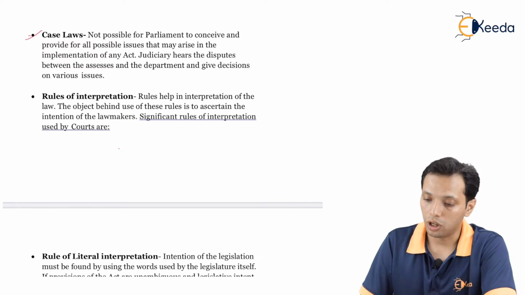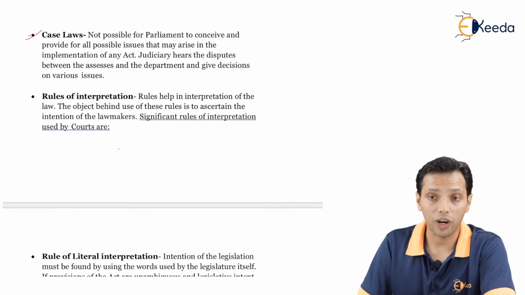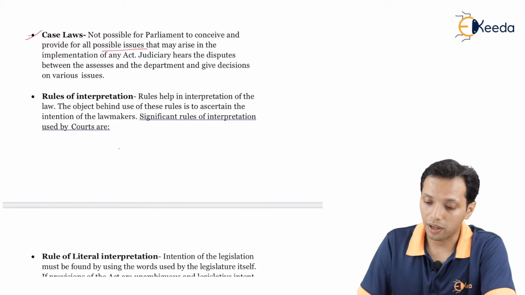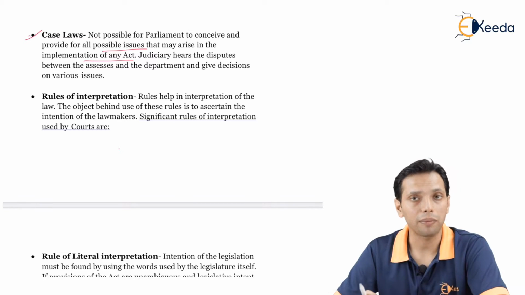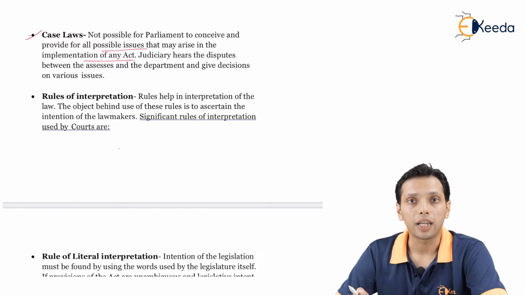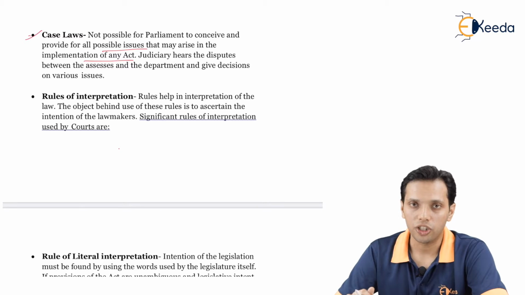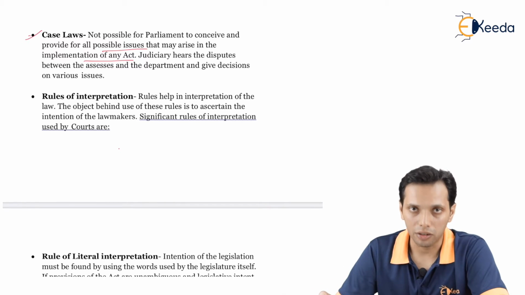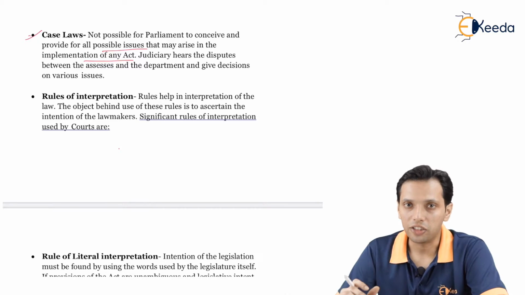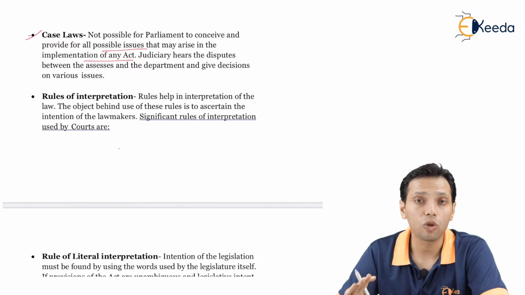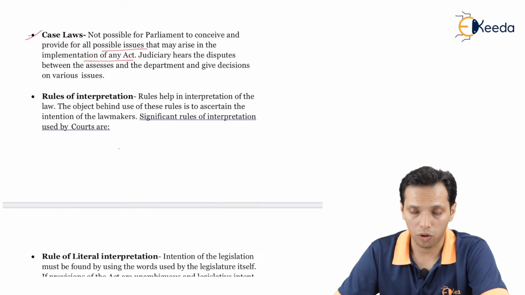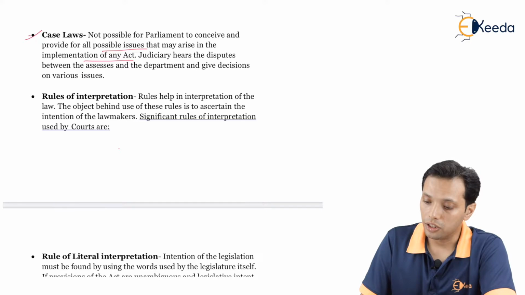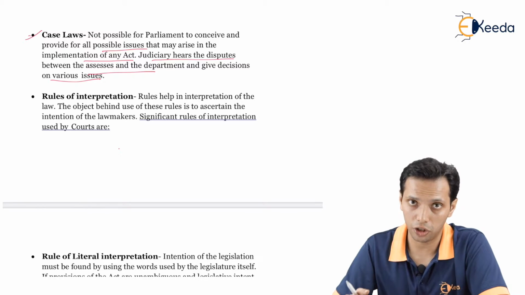For case laws, it is not possible for Parliament to conceive and provide for all possible issues that may arise in the implementation of the Act. The Act has been made, the Income Tax Act is in effect, but it needs to keep changing to keep pace with the coming years. If any change is required, or if there is any provision which is not there in the Income Tax Act, that can be sorted out with the case laws. The judiciary hears the disputes between the assessee and the department and gives decisions on the various issues.